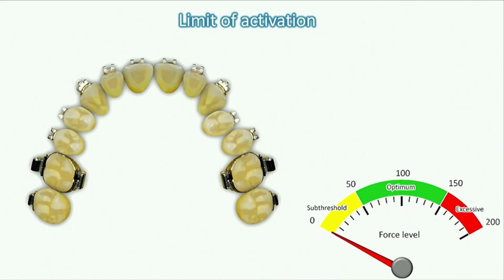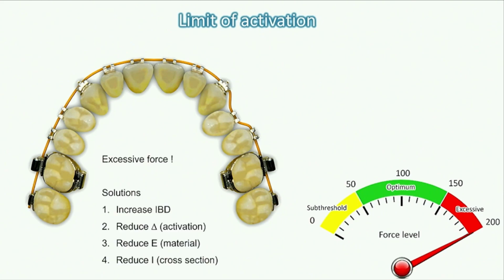In this simple crowding case, for example, a wire is inserted and activated. Let's suppose ideal force level is 100 and it is activated to produce 200 of the force level, which is considered excessive. Therefore, the force magnitude seems too high with this wire.